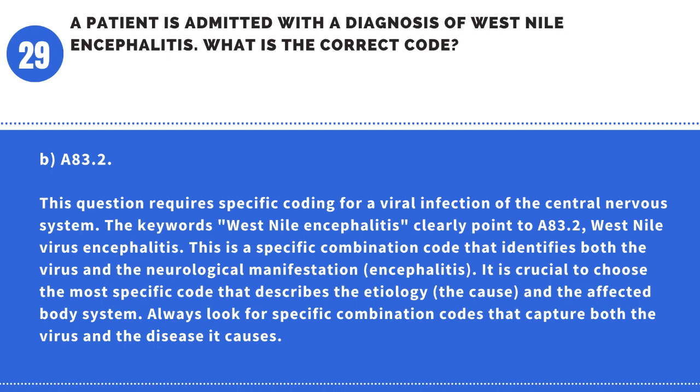The keywords West Nile encephalitis clearly point to A83, West Nile virus encephalitis. This is a specific combination code that identifies both the virus and the neurological manifestation, encephalitis. It is crucial to choose the most specific code that describes the etiology, the cause, and the affected body system. Always look for specific combination codes that capture both the virus and the disease it causes.